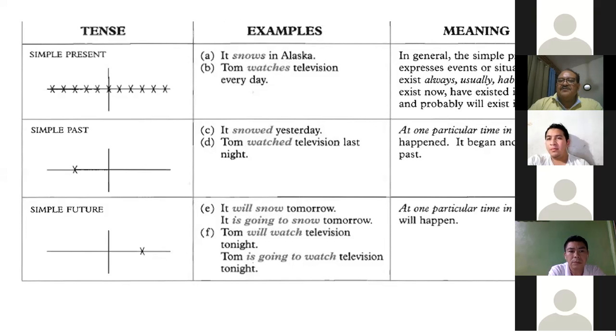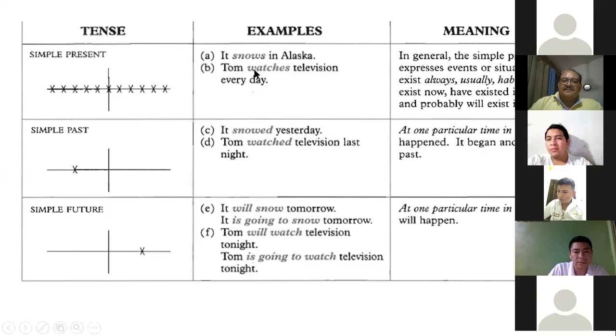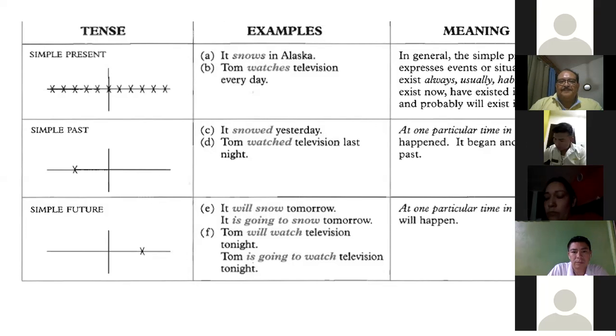But it's a condition that existed in the past, exists probably now, and probably in the future, okay? If, for example, in El Salvador, we say, it snows in El Salvador. Is it correct? It's incorrect, because here it never snows, right? But in Alaska, there is a moment in the year that it snows a lot, okay?